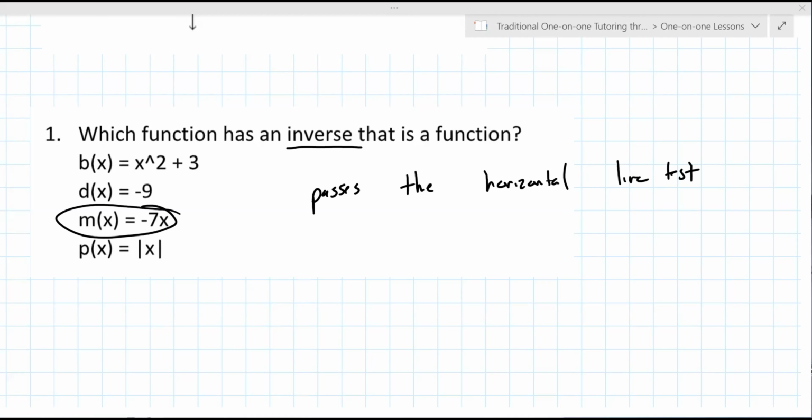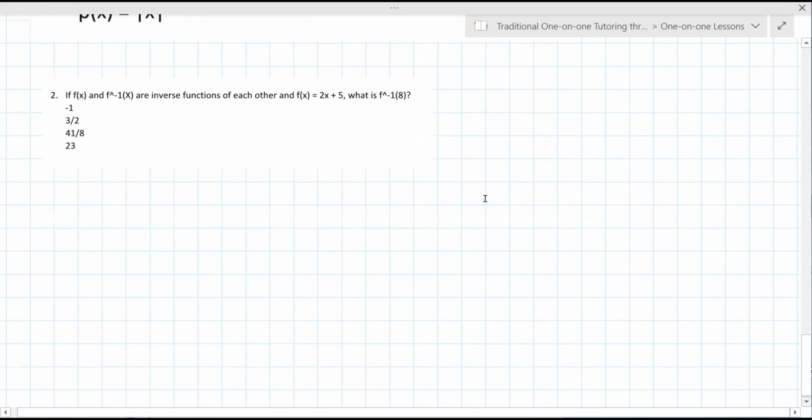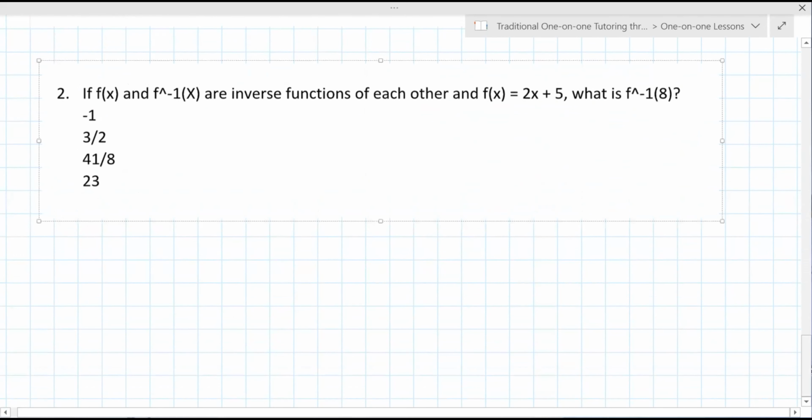Okay, so I'm just scrolling through the rest of it to see what other problems you've got, to see if there's an order that makes more sense than another. Okay, so let's do number 2 next. Number 2. Okay, so it says if f of x and f inverse of x are inverse functions of one another, and f of x equals 2x plus 5, what is f inverse of 8?